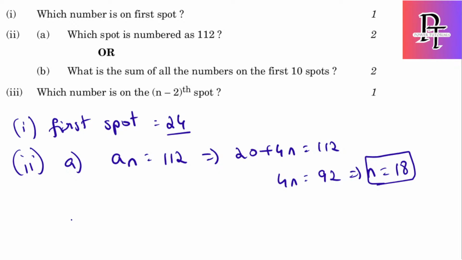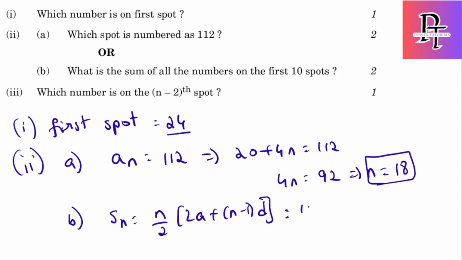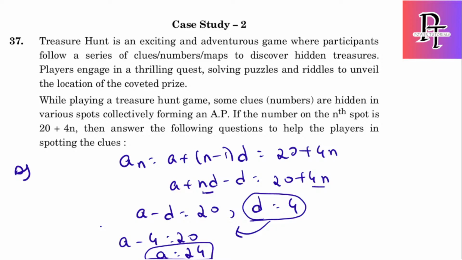A second question B part. Find the sum of all the numbers on the first n spots. So okay, so Sn formula is n by 2 into 2a plus n minus 1 into d. N value is provided 10. So 10 by 2 into a value, it is 24, plus n value 10 minus 1, so 9, into d value we got from the first step, it is 4.